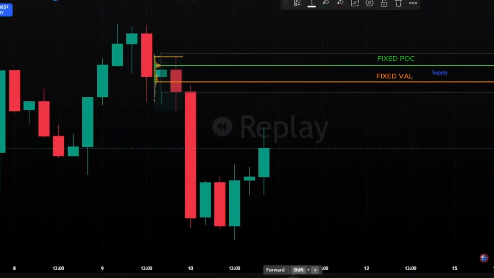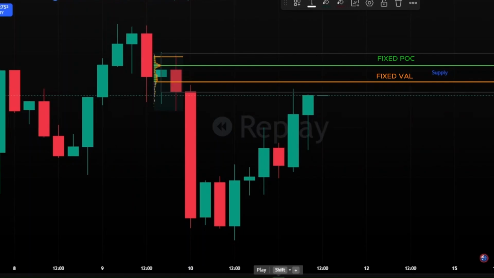Now let's look at a supply zone. In this example, I want you to focus on one level in particular, the fixed point of control. Now remember, this is where the highest amount of volume was traded inside the zone. And watch what happens. Price goes deep into our supply zone, but you can see the sharp rejection from our fixed POC. But that tells me sellers are still defending this area where the most business was previously done.